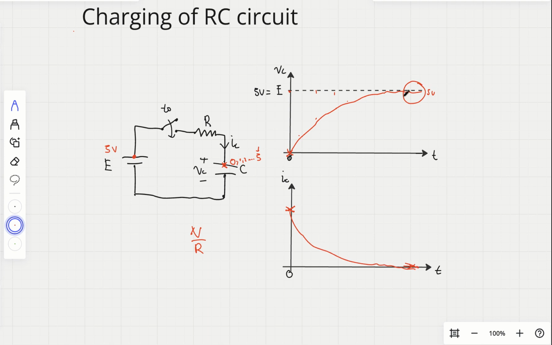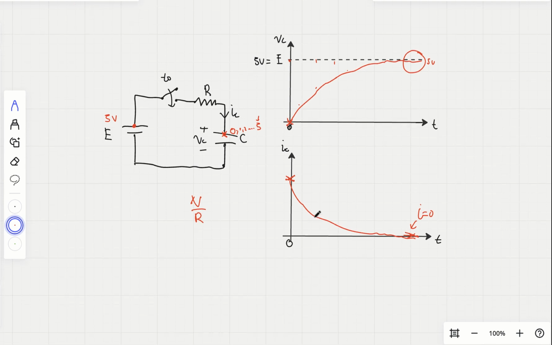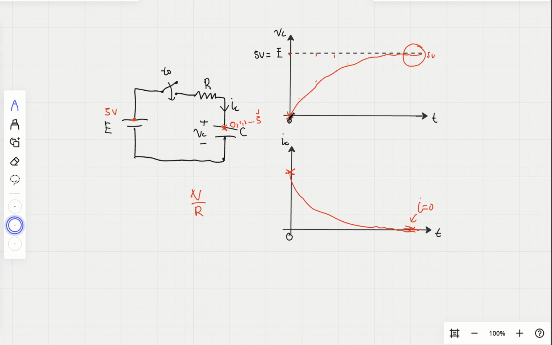Okay, and at this point it is fully charged, so no potential difference. It's 5 volts here and 5 volts here, and therefore the current here is 0. Okay, so this is what happens when we are charging the capacitor. The voltage increases and the current decreases. Now we can also see that at time 0, the capacitor is behaving as a short circuit. It's just behaving as a wire.